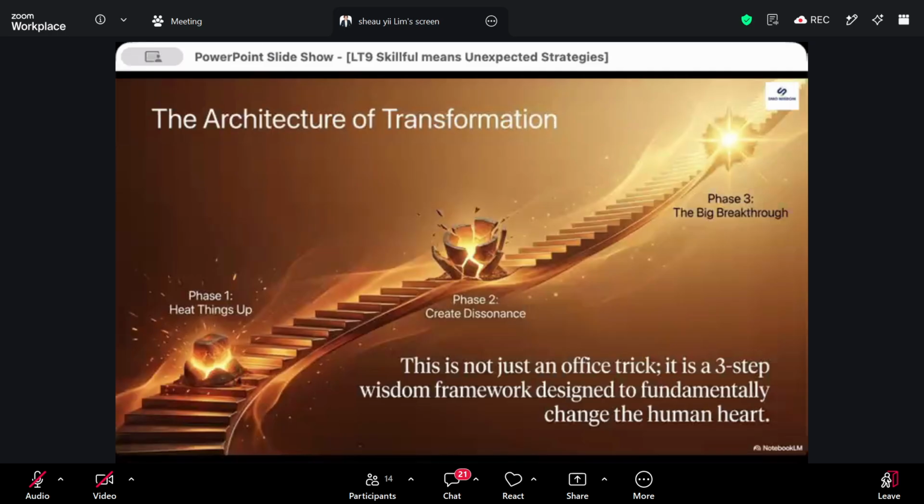So why put two fighting people together? There is a wisdom behind this strategy. From my understanding of the manual, I split this unexpected strategy into 3 master steps. The first one is to put them into the same project and heat things up. The second is we will create the resonance. And the third phase is the big breakthrough that will happen if we use this unexpected strategy correctly. I will explain each step in more detail.